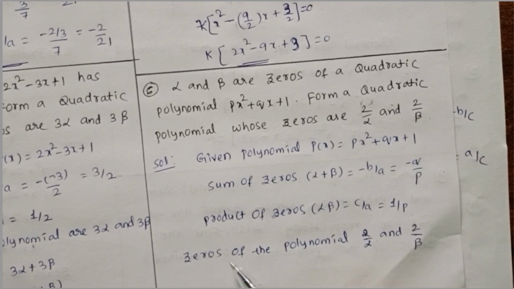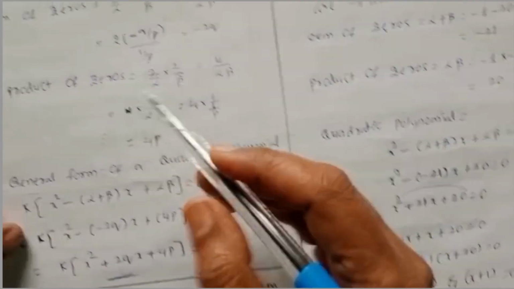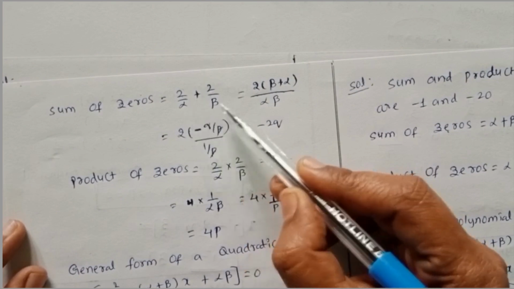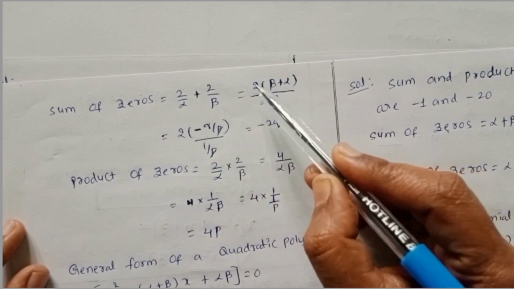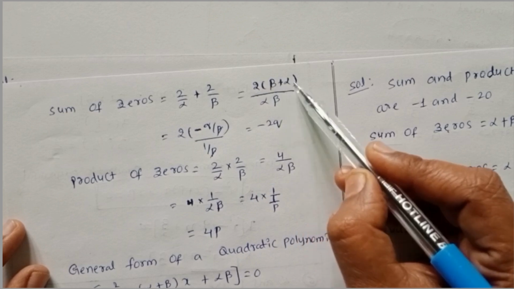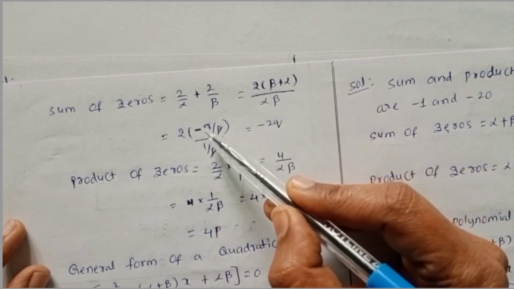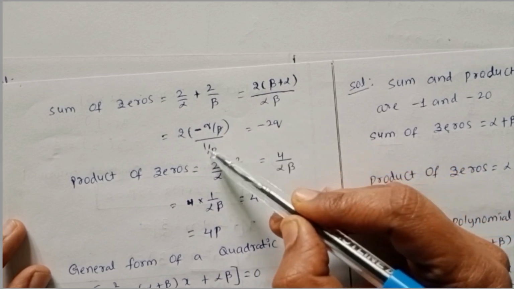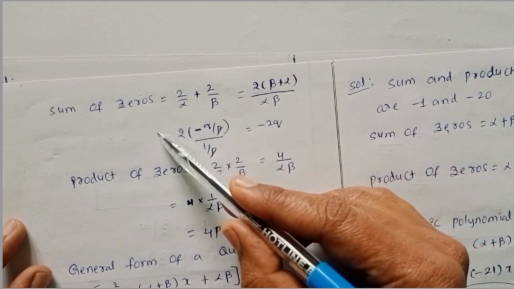Now they given the zeros are 2 by alpha and 2 by beta. Sum of zeros is equal to 2 by alpha plus 2 by beta, that is equal to, take the common LCM, that is alpha beta is the LCM. Here 2 into beta plus alpha, and again 2 into alpha plus beta value we know, that is minus q by p, by alpha beta value is 1 by p. p cancel, that is minus 2q is the sum of the zeros.